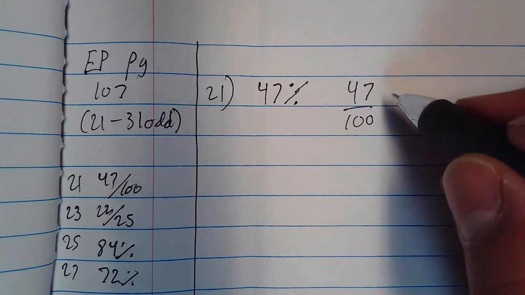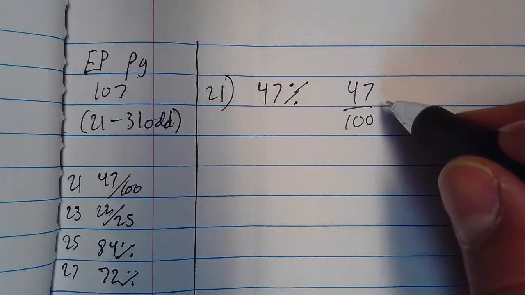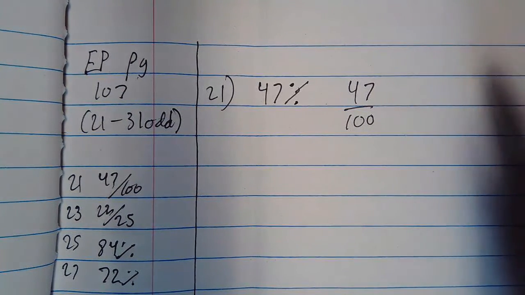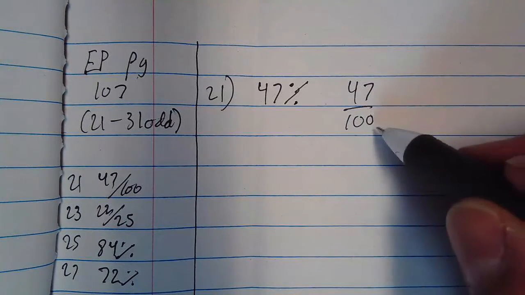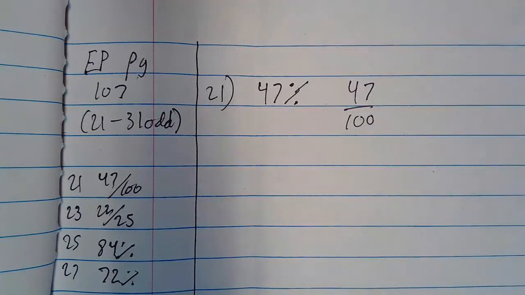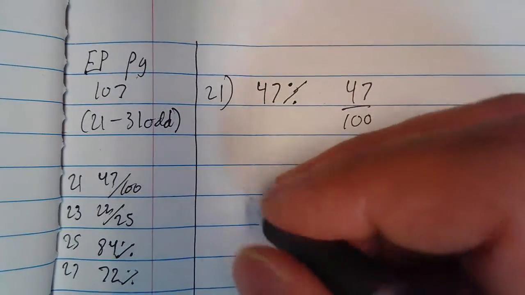And what does that mean? A quick refresher. That means you can either make one big group of 47 or 47 little groups of 1. 1 plus 1 plus 1 plus 1 plus 1, 47 times. And you know 47 will not work with 100. Okay? So that's it. That one stays as is.